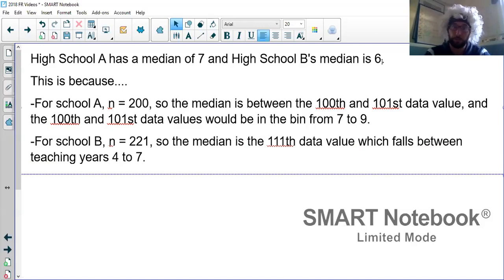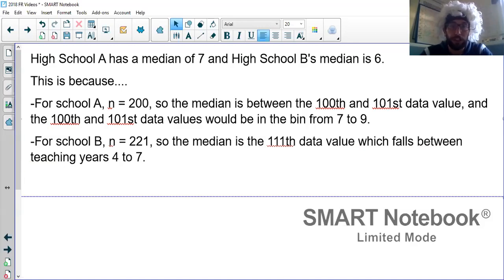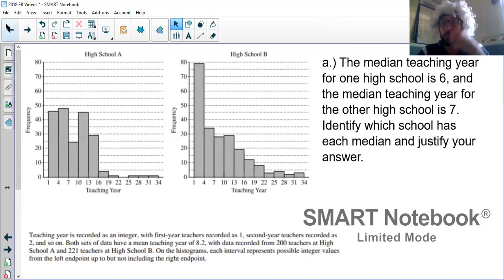So that's one way to do it. Now, the other way to do it is looking at the shape. If we look at the shape, hopefully we can draw some conclusions. Quarantine's really doing a number on the hair here. We should be able to deduce some information about the relationship between mean and median based on shape.